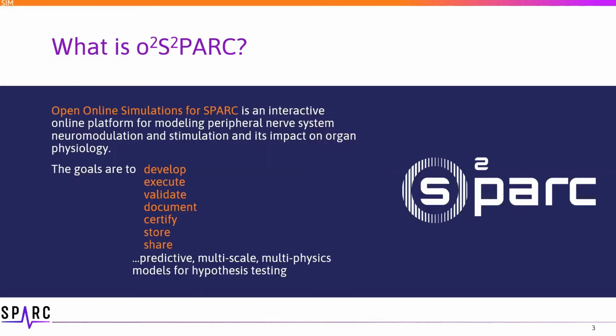Towards this goal, we're providing a platform for you to develop, execute, validate, document, certify, store, and share predictive models for hypothesis testing purposes. We want to emphasize that this is supposed to be a bidirectional platform to foster collaborations within SPARC. So we want you to be able to submit your code, but also to give you resources that other SPARC researchers have created for you to share.